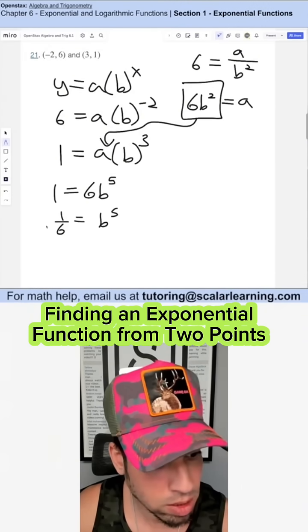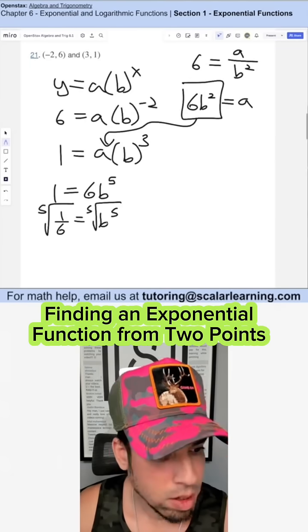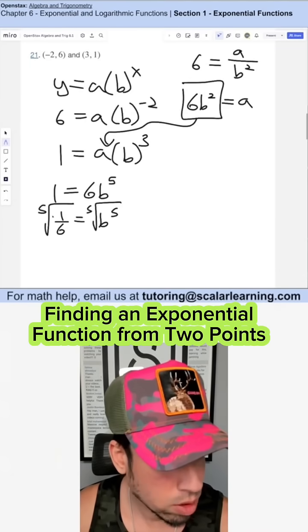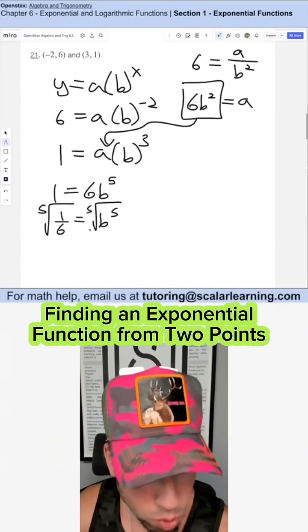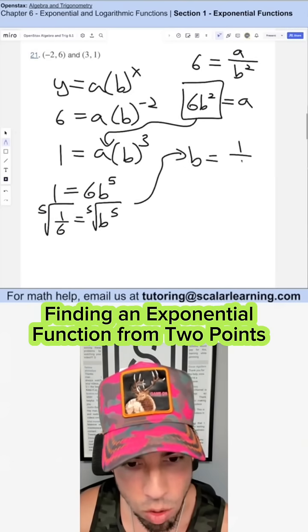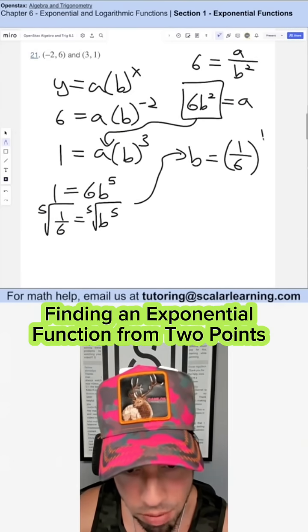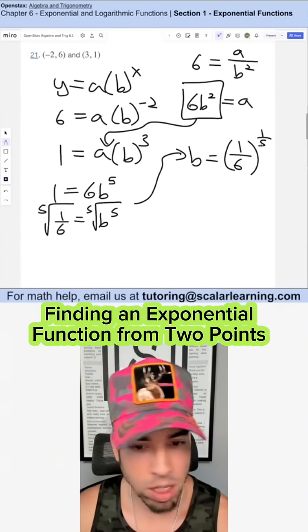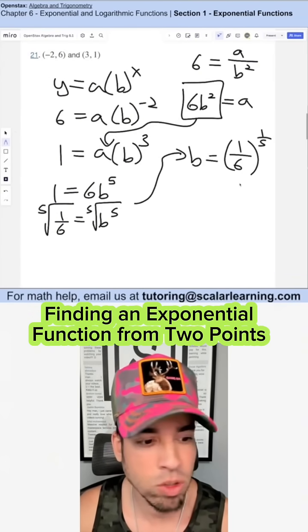Last but not least, we're going to take the 5th root of both sides. And that means b equals 1/6 and the 5th root of that, which another way to say that is b equals 1/6 to the 1/5 power, right? The radical just becomes that denominator of the fractional exponent.